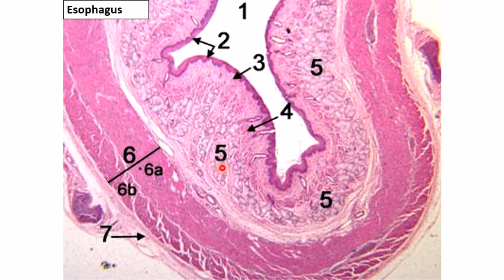Number 5, submucosa, contains the esophageal mucus glands. Number 6A, inner circular. 6B, outer longitudinal. And number 7 is the adventitia.